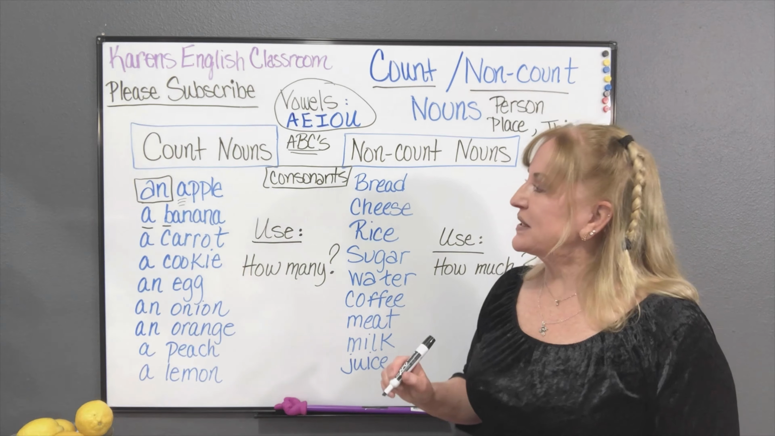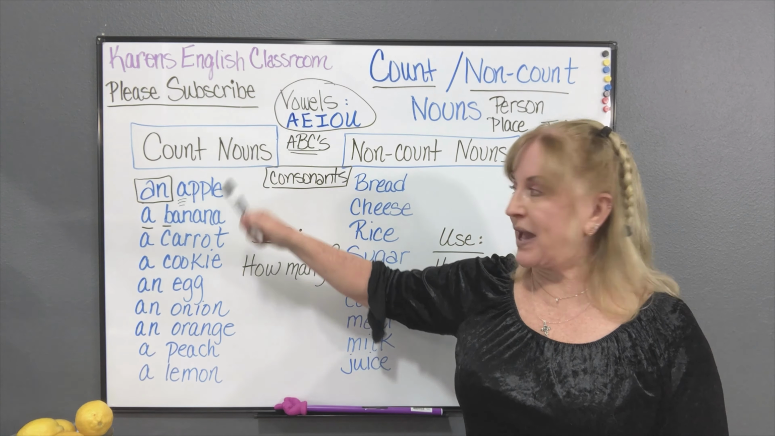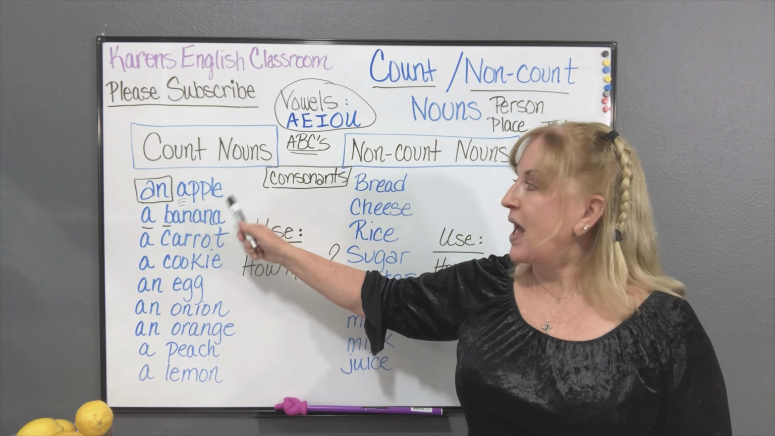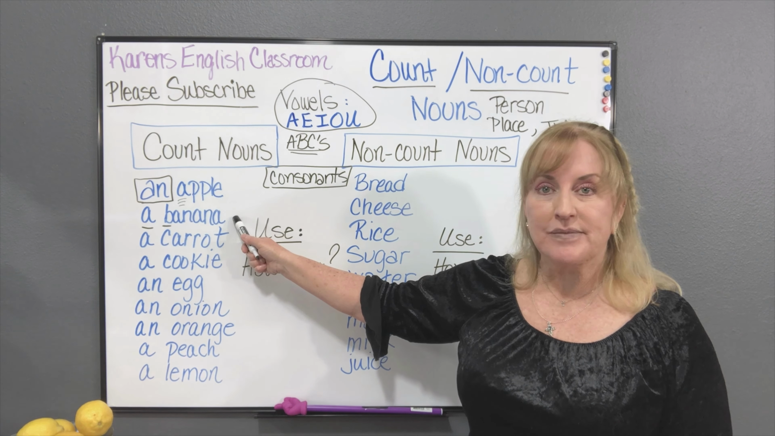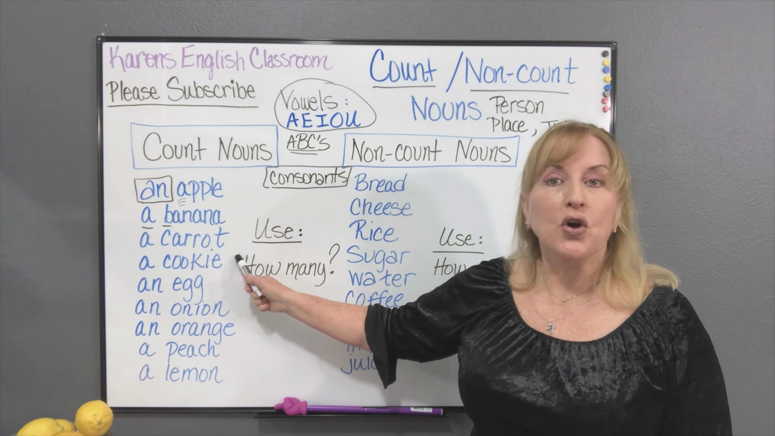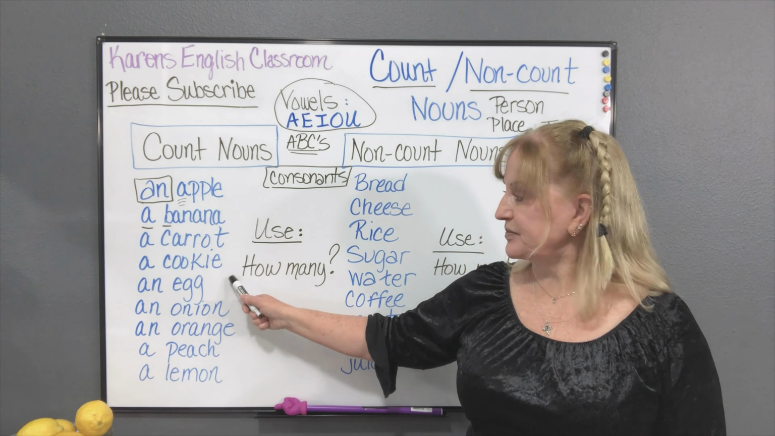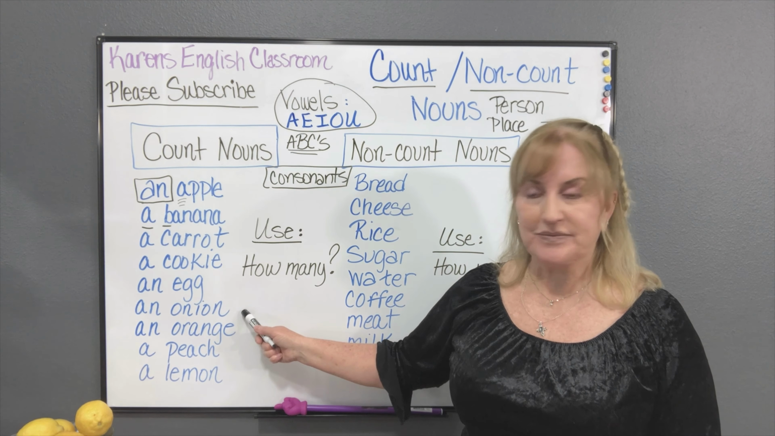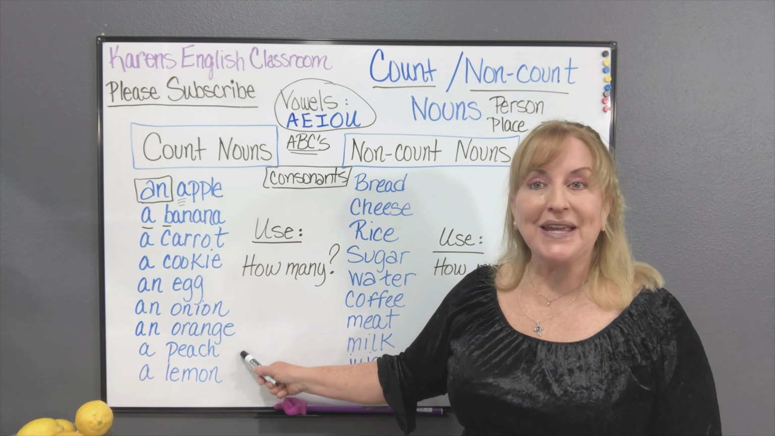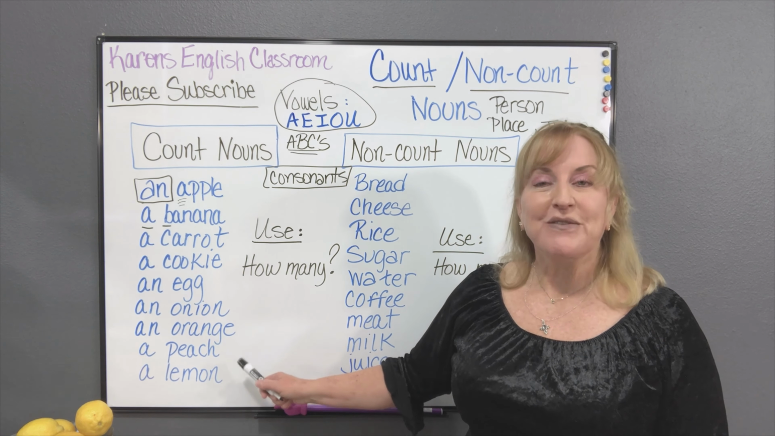All right, let's go ahead and pronounce and practice the count nouns. Repeat after me, class. An apple, a banana, a carrot, a cookie, an egg, an onion, an orange, a peach, a lemon. Very good, class.